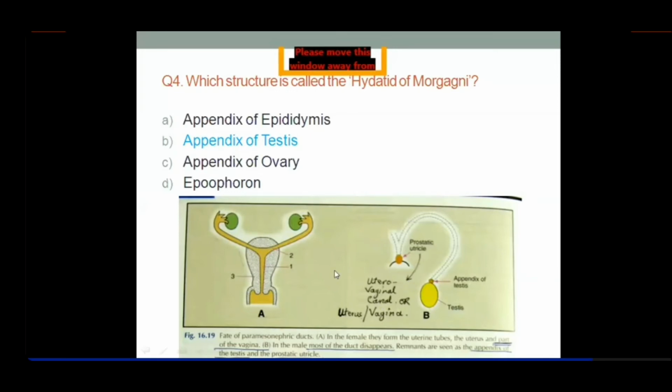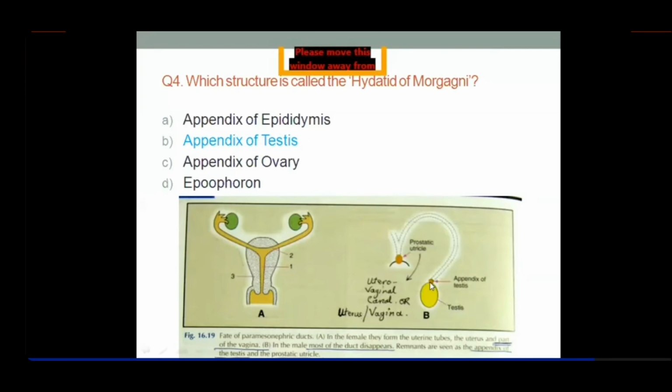So this is also a little confusion. Remember that this paramesonephric duct, when testis was in its original position, right? So it stays at the upper pole. So it can be asked where do you find this hydatid of Morgagni? It's actually at the upper pole of the testis, and it descends the same way, right? It comes straight down. It will not get inverted, it will remain in the same position.